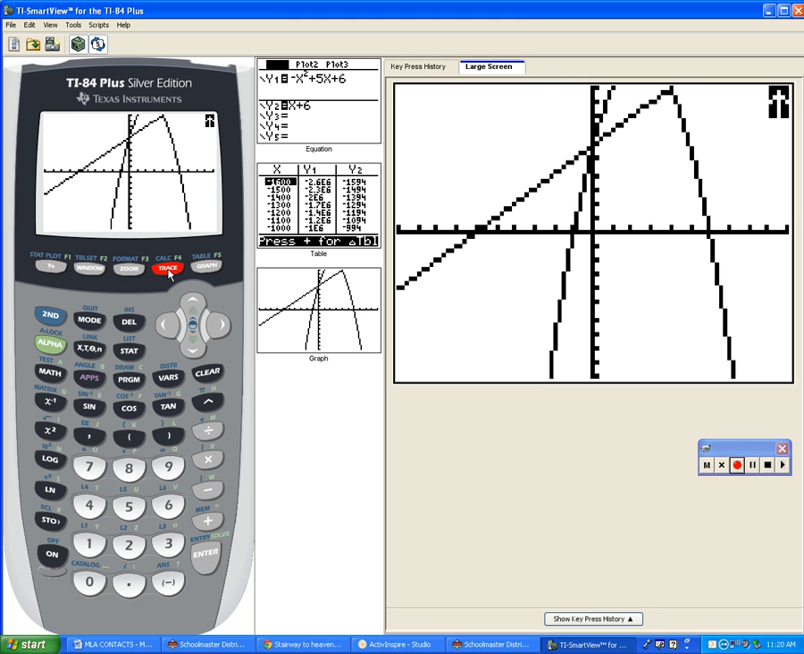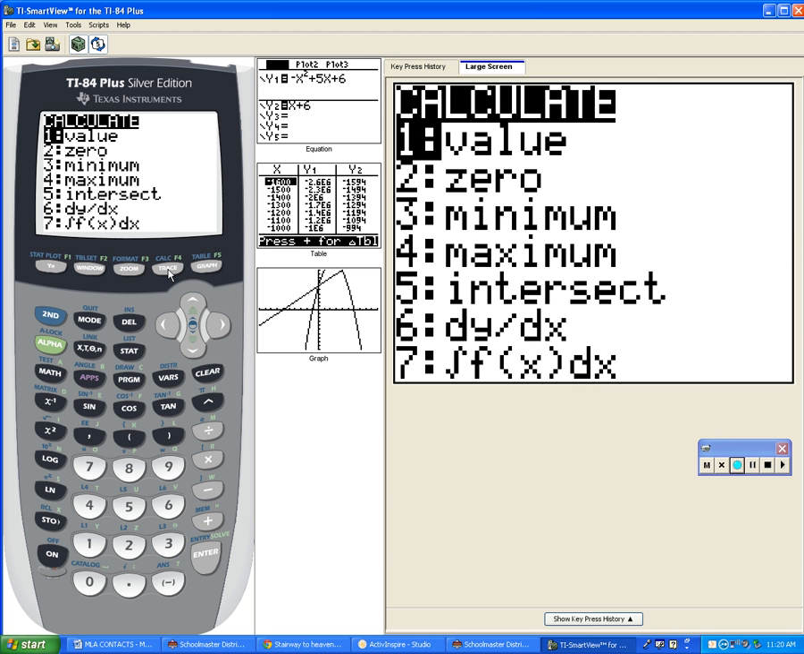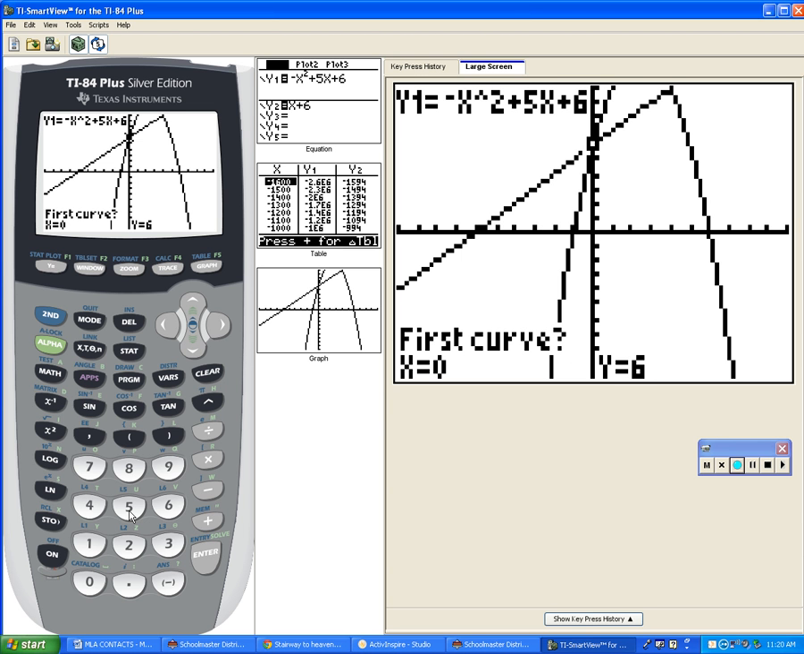Second, calc, and then I obviously want number 5 because I want to see where they intersect. Okay, now it's going to ask me a series of questions. The first one is, is this the first curve? And you just have to hit enter. The next one is, is this the second curve? And then you hit enter.